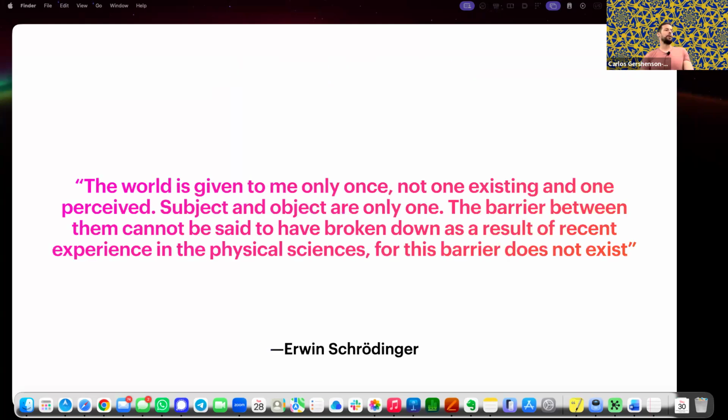So, to quote Schrödinger: "The world is given to me only once, not one existing and one perceived. Subject and object are only one. The barrier between them cannot be said to have broken down as a result of recent experience in the physical sciences, for this barrier does not exist."